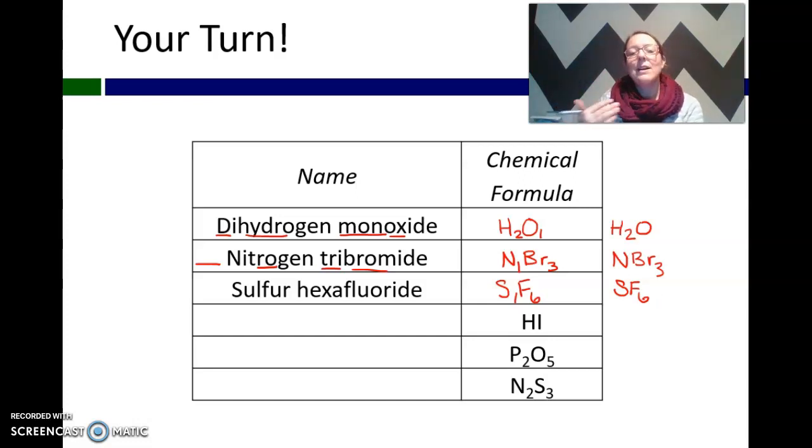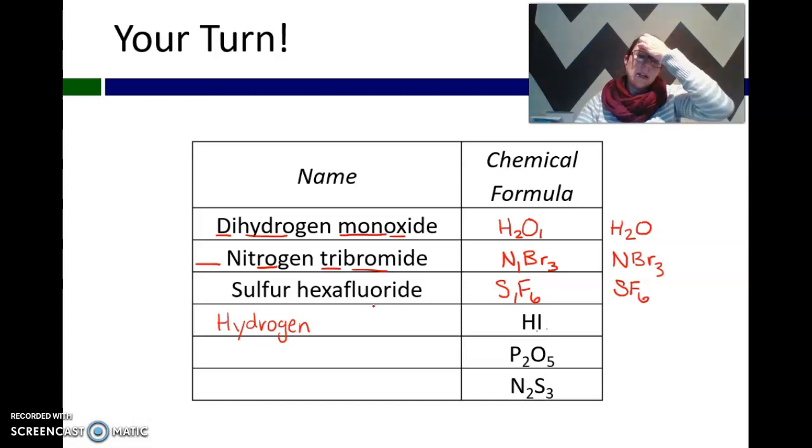Now let's go the opposite way. We're given the formula, we have to write the name. So here I'm looking at my 2 elements, my 2 nonmetals, hydrogen and iodine. There are no numbers as subscripts, so there's really just 1 atom of each in this covalent molecule. So I'm going to start off, again, remember there's no prefix out front if there's just 1. So I'm going to start with the full name, hydrogen.